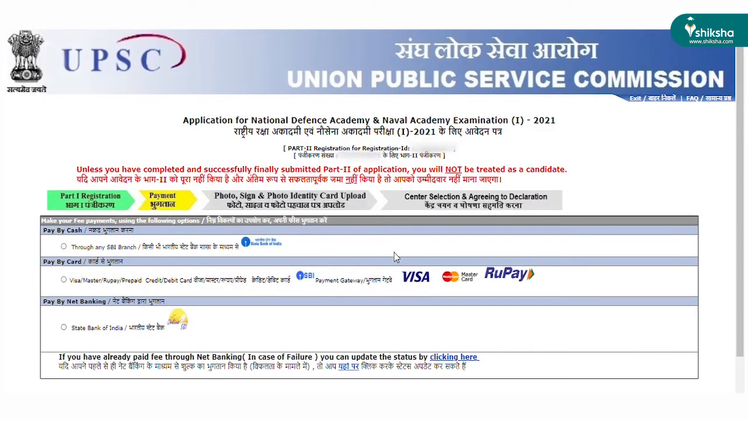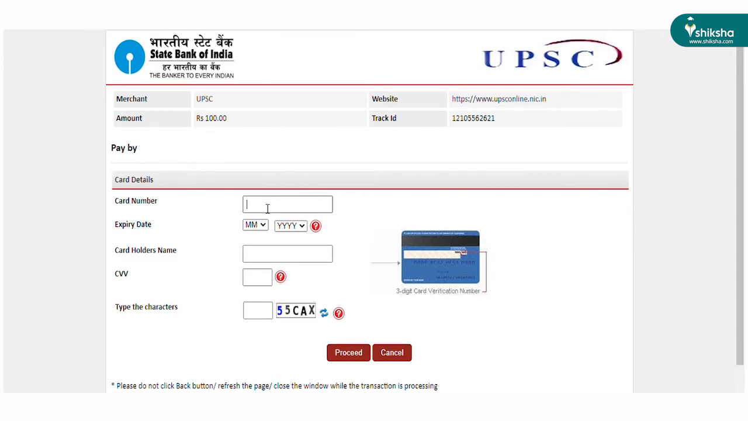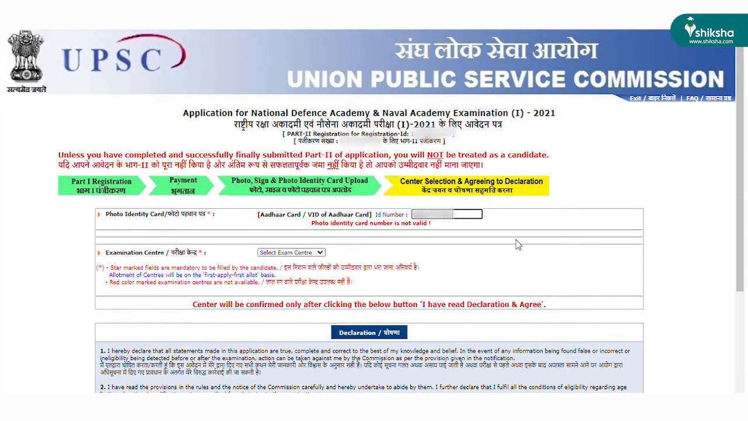In part 2, candidates need to pay the application fees, select the exam center, upload scanned images of photograph and signature. The application fee can be paid through cash or credit card or debit card or net banking. Candidates can select only one exam center. The exam center will be allotted on the first apply, first allot basis. Therefore, candidates are advised to apply early.